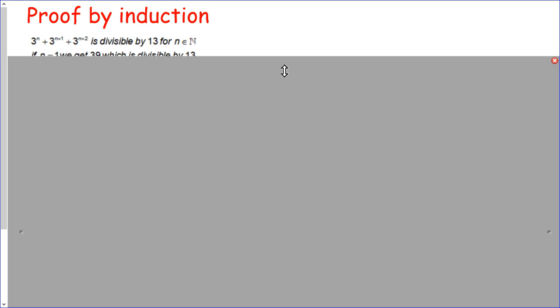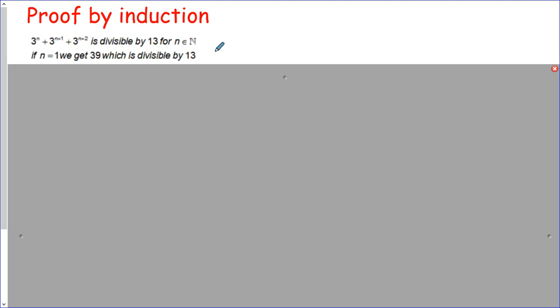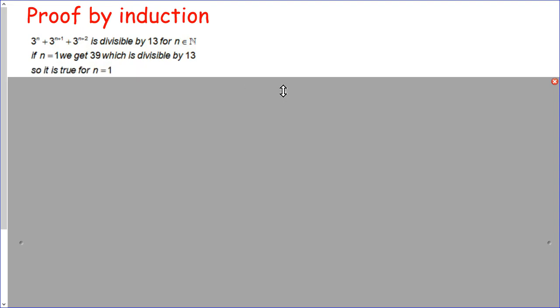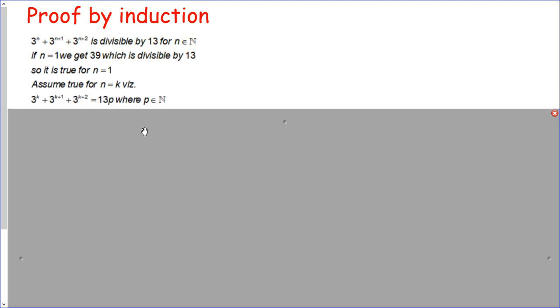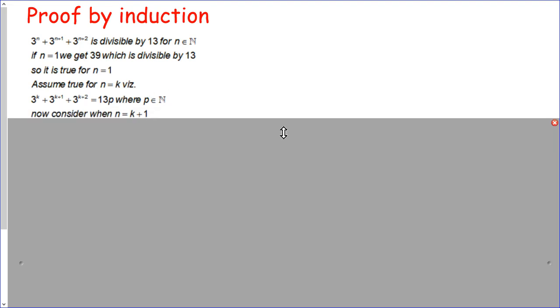The next type is the divisibility type. Again, the first step is to show that it's true for the first case. Here we talk about natural numbers, so the first case is 1. If we put 1 in here, we get 39, which is clearly divisible by 13. Now we're going to assume it's true for n equals k. The way I like to do this is I say, let this thing, when we put k in for n, equal 13p, where p is a natural number. In other words, this thing divides exactly by 13.